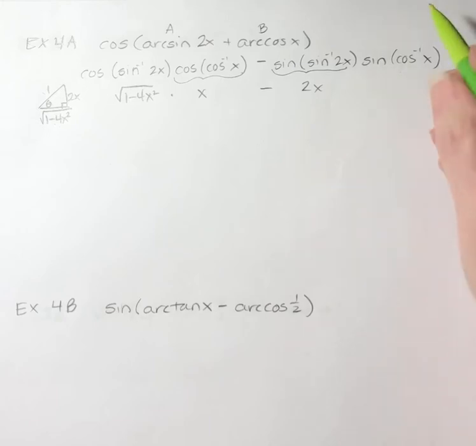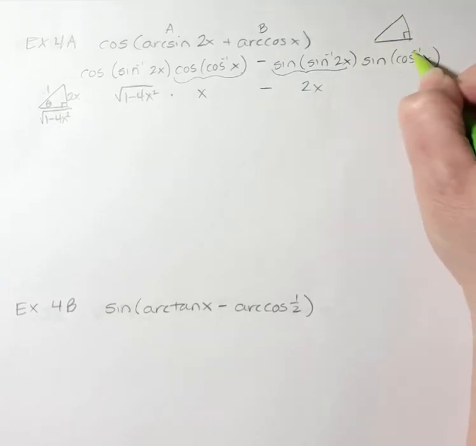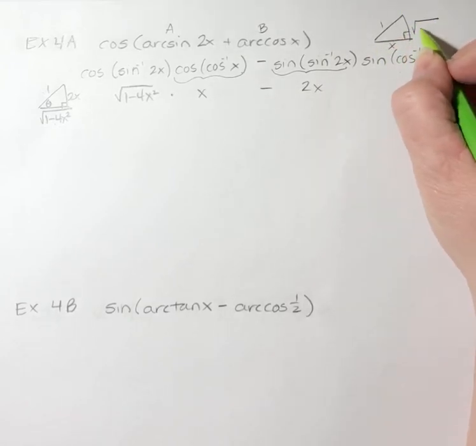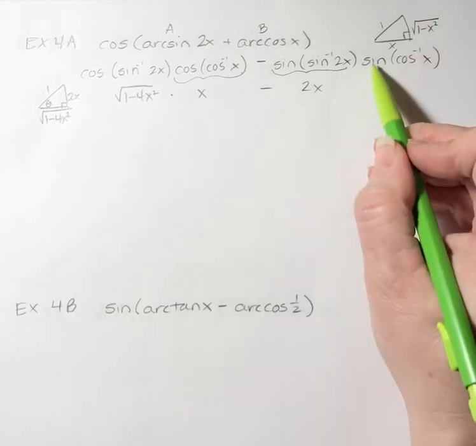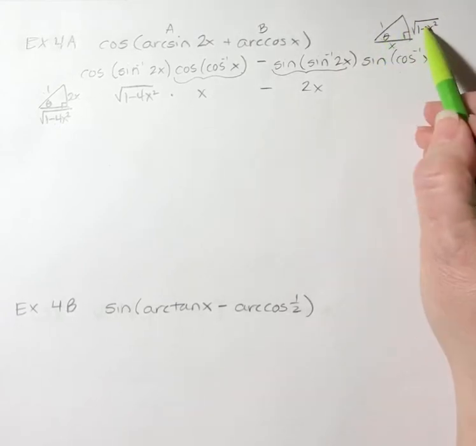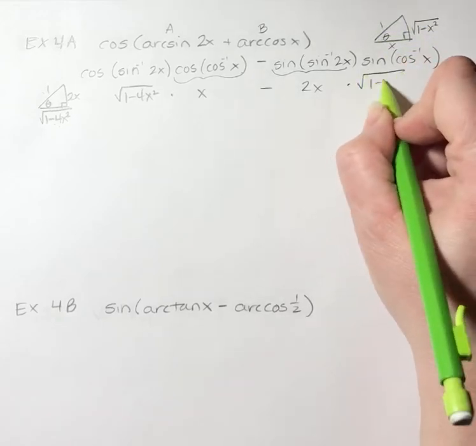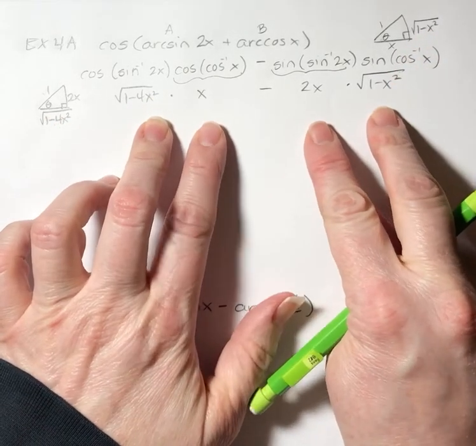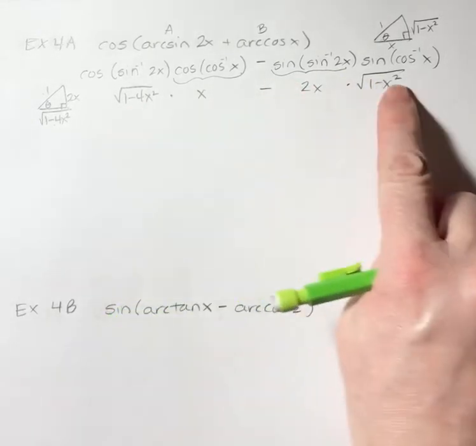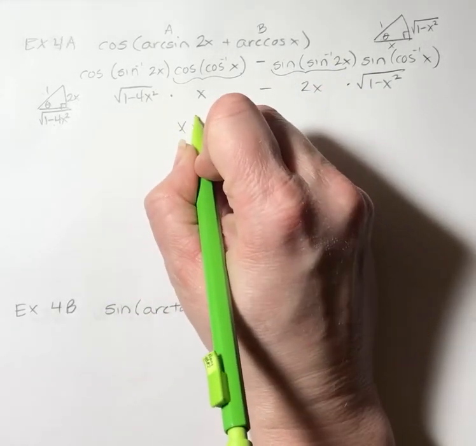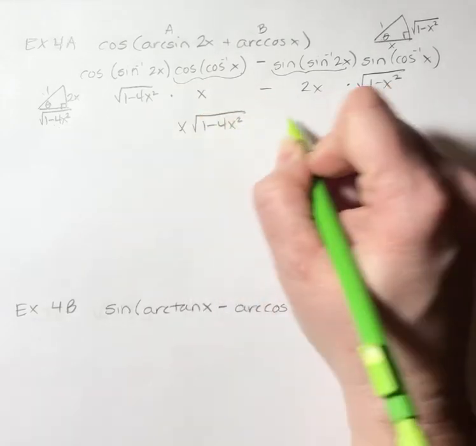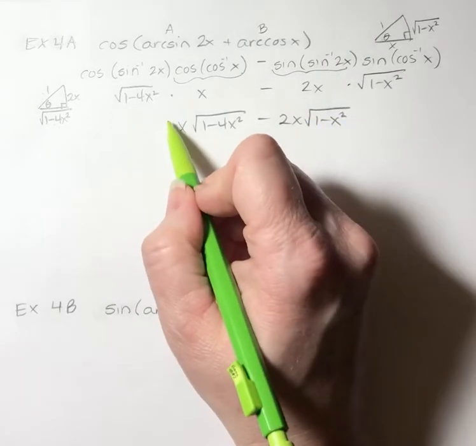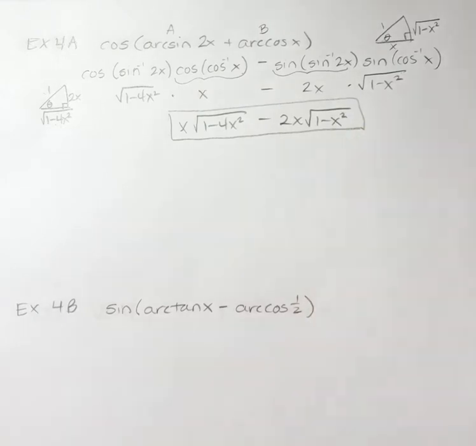For this particular one, if the cosine is x over 1, again using the Pythagorean theorem, this side is going to be 1 minus x squared, so the sine of that angle will be this over 1, or the square root of 1 minus x squared. And now, even though there's a little more work here and here, the nice part is we're pretty much done. There's nothing that you can multiply. These are not like terms. So I have x square roots of 1 minus 4x squared minus 2x times the square root of 1 minus x squared. And that ugliness is my final answer.